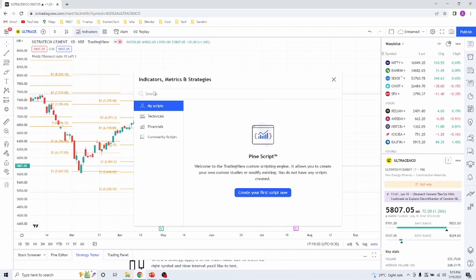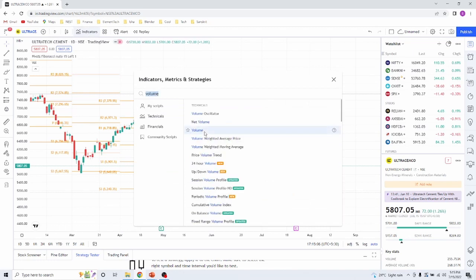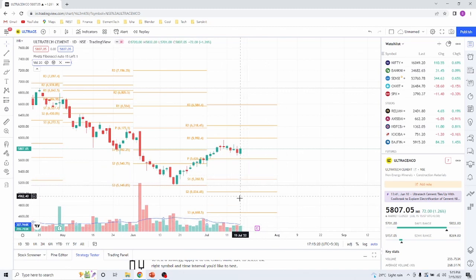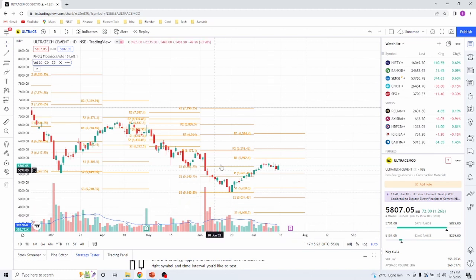Okay, so you can add the volumes also, so you can just search for volume. You can say the average also is shown. So it looks like this candle doesn't have good enough volume to make any prediction. So here we have to wait for some bigger candle with higher volumes to take a trade, basically.